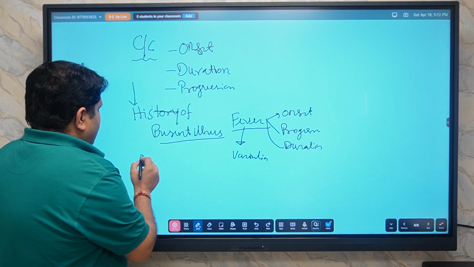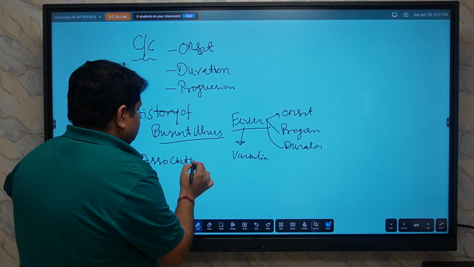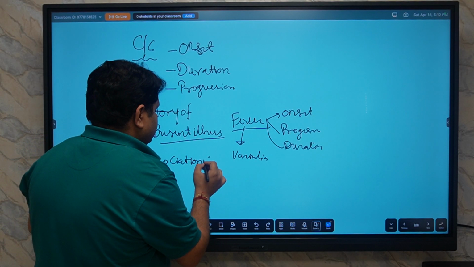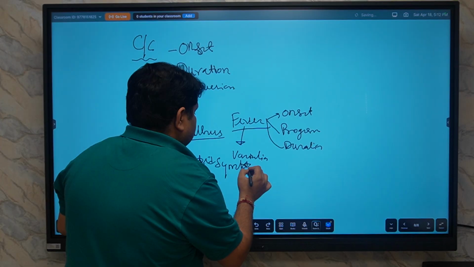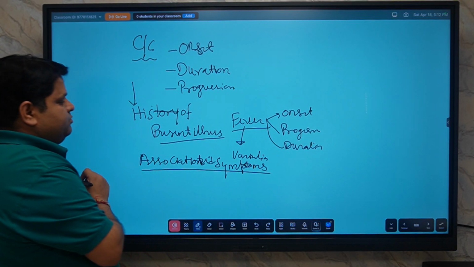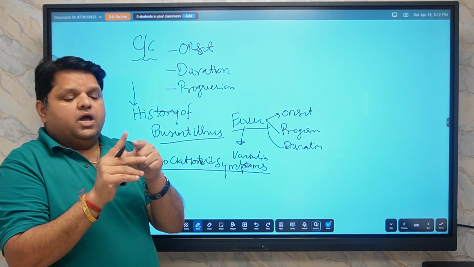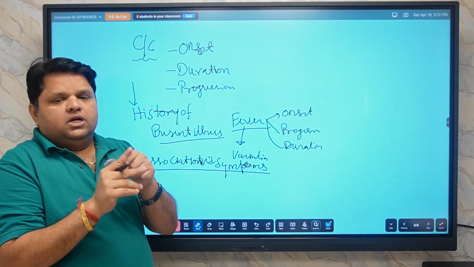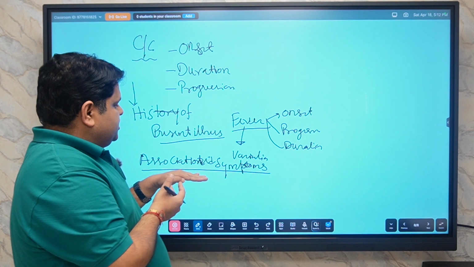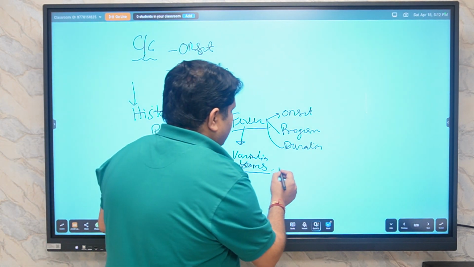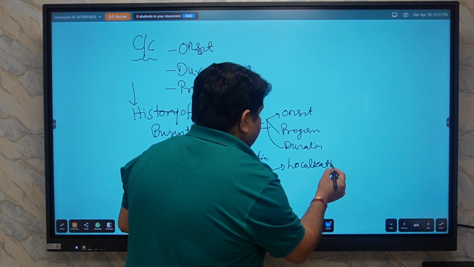After this we ask for the associated symptoms. In associated symptoms, we ask, like if the patient has fever, we ask for any cough, any burning micturition, any headache, any vomiting, any neck pain. So basically in associated symptoms, we take history from the point of view of localization or in view of etiology.